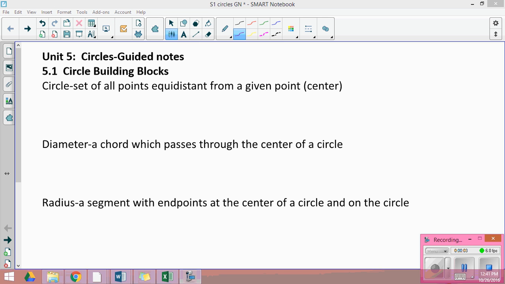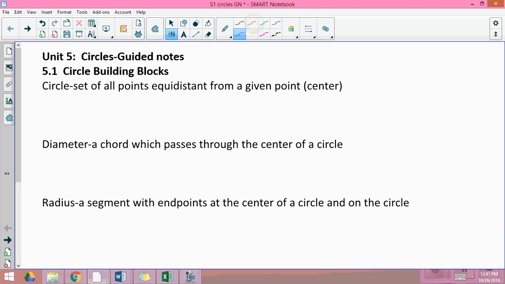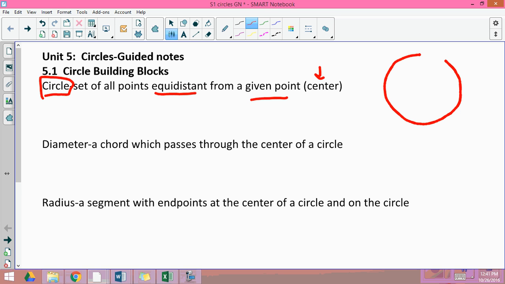So our last unit this term is all about circles. As always, we have to go through some of the basic vocabulary for circles. A circle itself is defined as the set of all points equidistant from a given point, i.e. the center. That's a lot of words, but what does that mean? So here's my center, and a set of points all the way around here that are equidistant back.